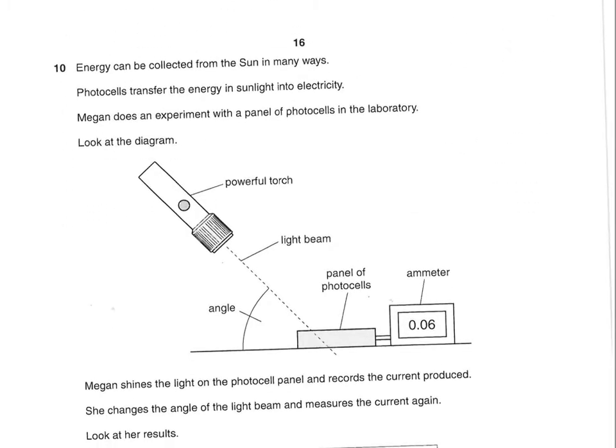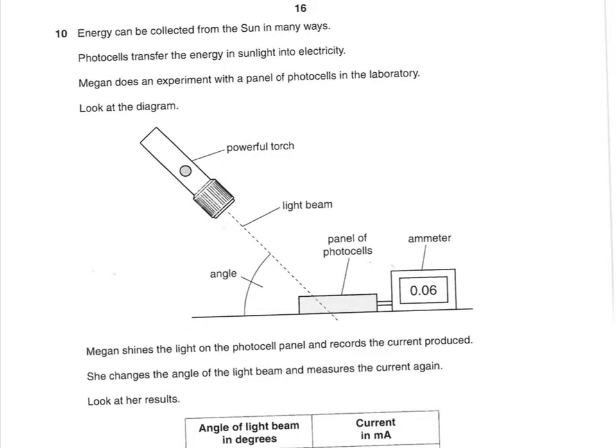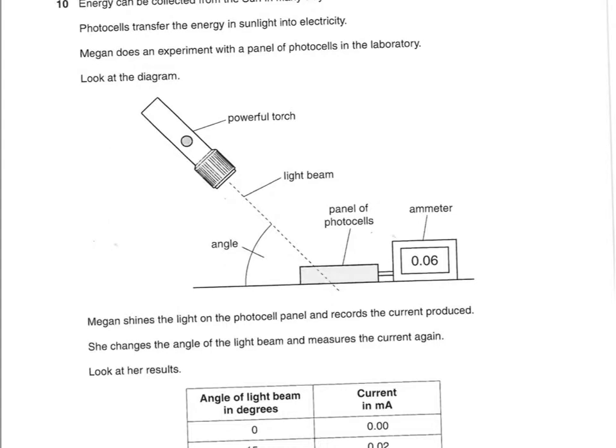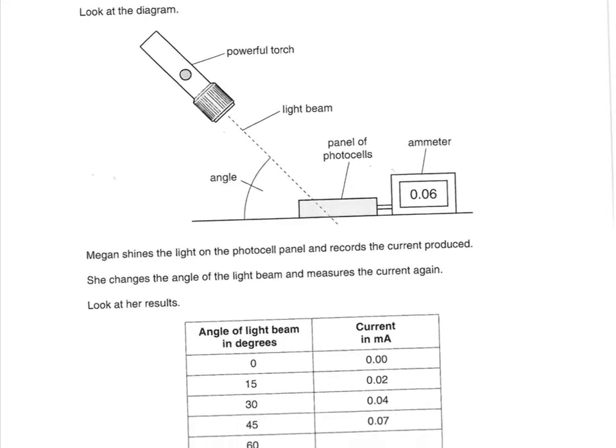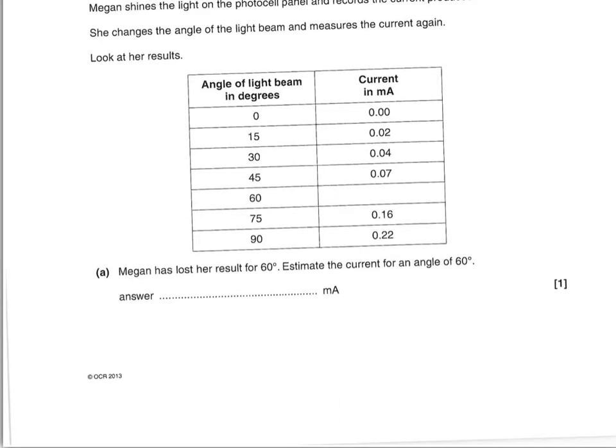Energy can be collected from the sun in many ways. Photocells transfer the energy in sunlight into electricity. Megan does let's experiment with a panel of photocells in the lab. Look at the diagram. Megan shines the light on the photocell panel and records the current produced. She changes the angle of the light beam and measures the current again. Look at her results. There they are. Megan has lost her result for 6 degrees. Estimate the current for the angle. So anything between 0.1 and 0.12, so any number between those two numbers will get you that mark.